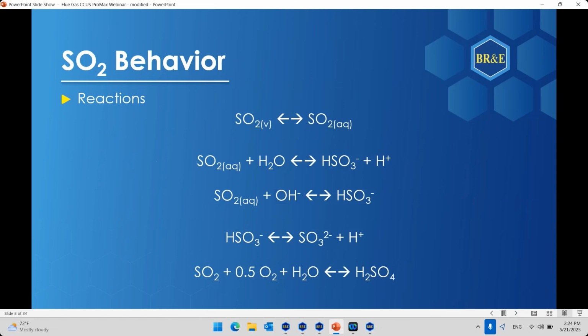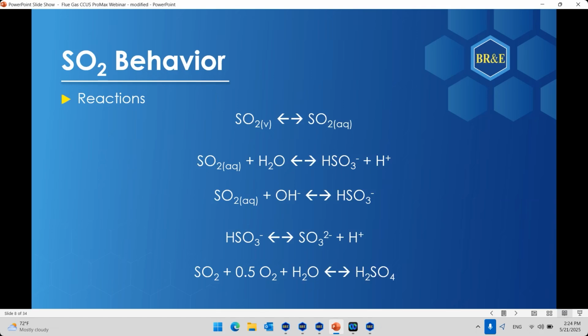The last reaction on this page shows what happens to SO2 when it's being oxidized. We are oxidizing it to H2SO4. So this is what happens to SO2. And what I would like you to remember is that there are ions. This is going to be important for the selection of the thermodynamic package.